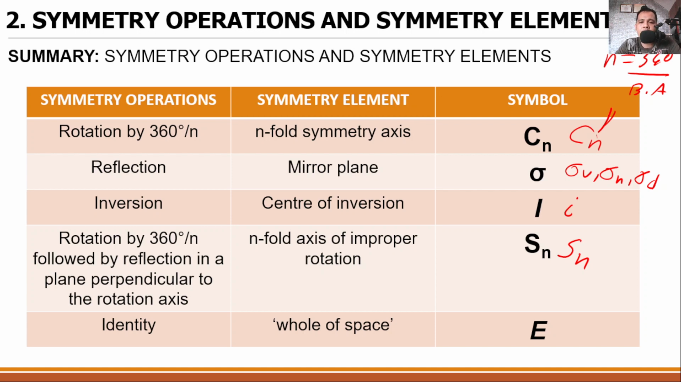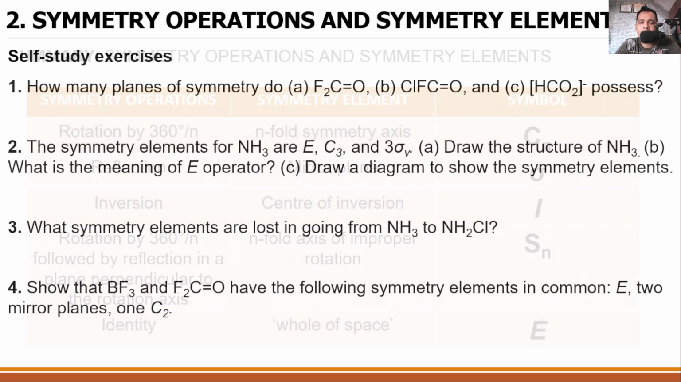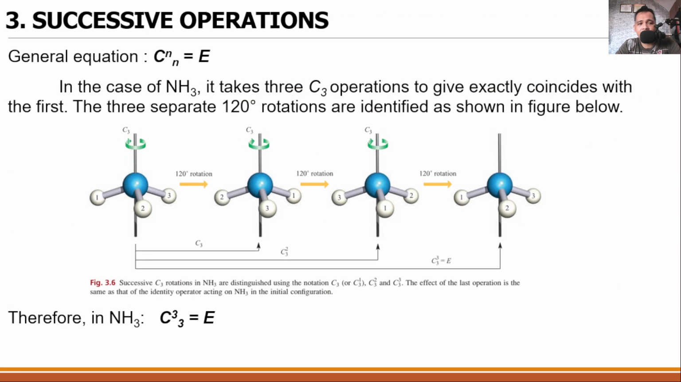And then, successive operations on the part 3, it's just this one. Let's say we have ammonia. Okay. So, the bond angle between them here, let me just remove this. Wait a moment, guys.